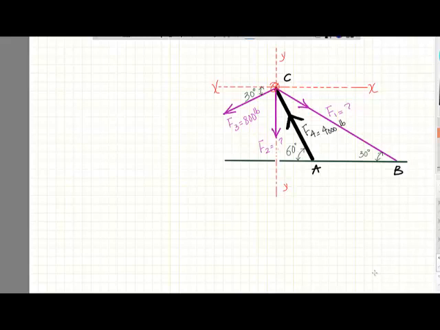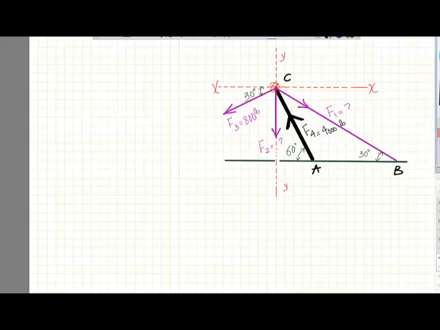In this question, we have forces F1 and F2 that are unknown, and we have an equilibrium equation here. So first, step number one is we need to resolve the forces into their x and y components, and after that we'll apply the equilibrium equation.